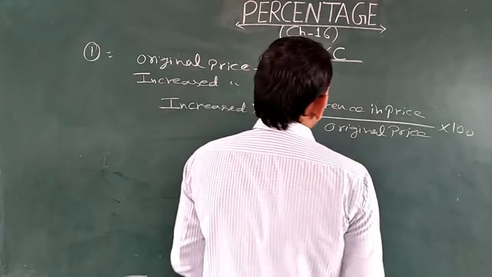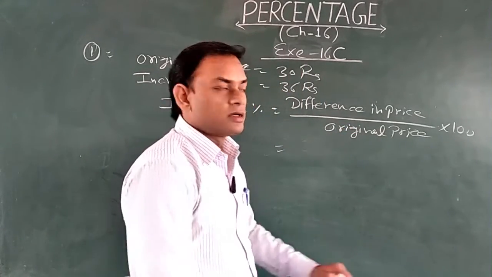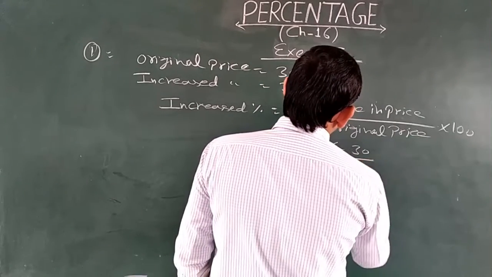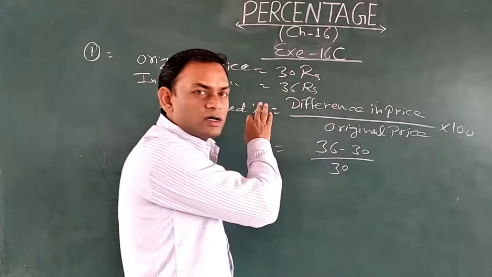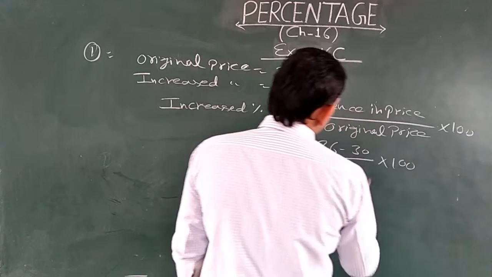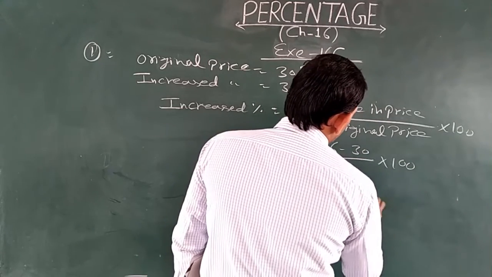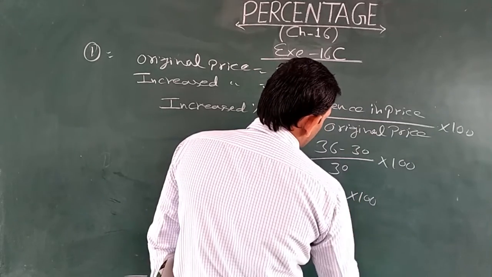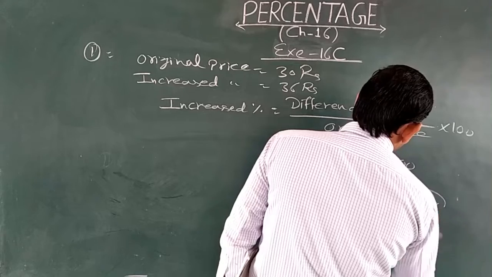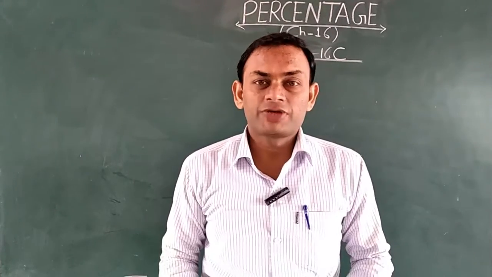Now the difference in value, difference in price, I told you we always subtract the smaller value from the greater value. So it will be 36 minus 30 upon original 30. The first price was 30, and multiplied by 100. So you will get 6 upon 30 multiplied by 100. 6 5s are 30 and 5 2s are 10, so 20. Means 20% price was increased. Got it? Now the second question.